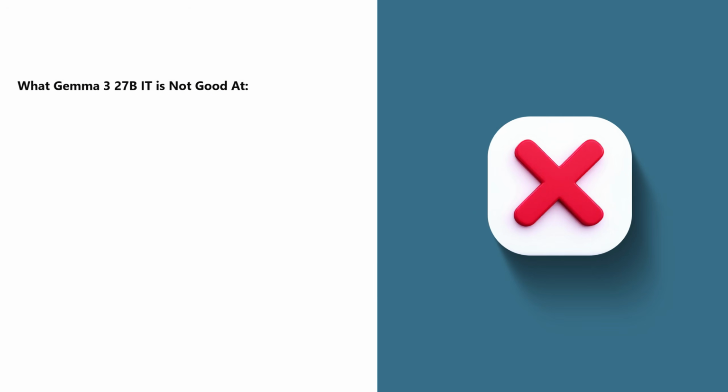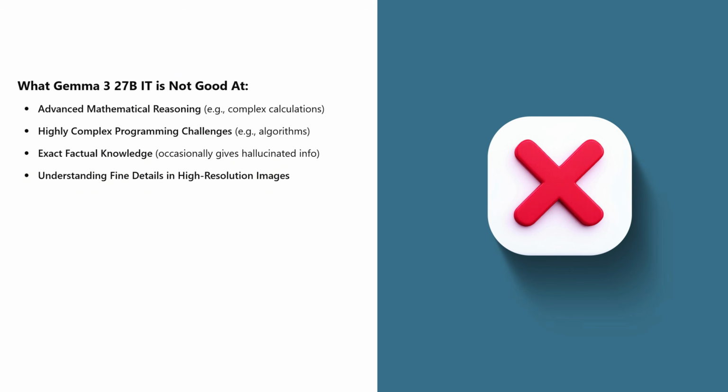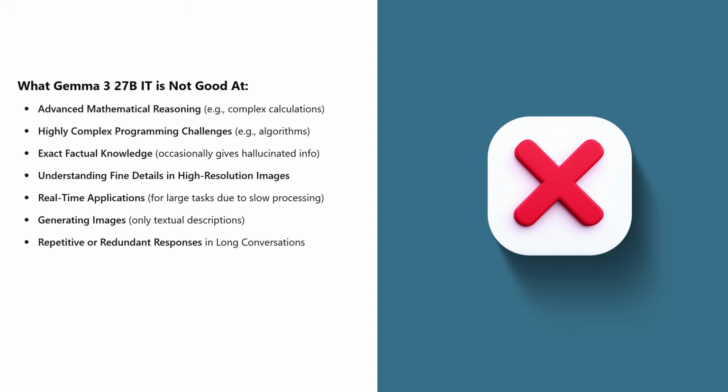But let's also look at what it's not so good at. The Gemma 3 27B model is not so good at advanced mathematics or highly complex programming challenges. It can occasionally give hallucinated information when it comes to exact knowledge, like most models. If you have a big image with fine details, it cannot see the tiny details due to its size limit. It can be slow for real-time applications. It cannot generate images, only image descriptions. It may give repetitive or redundant responses in long conversations and sometimes forgets or ignores text.